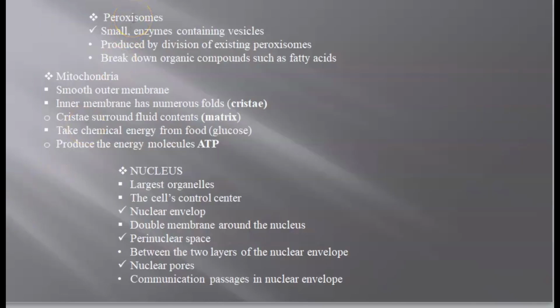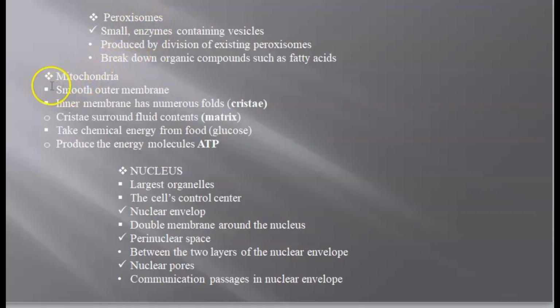We are moving to explain further on another organelle called peroxisomes. Peroxisomes are small enzyme-containing vesicles. They are produced by division of existing peroxisomes, meaning the existing peroxisomes divide to produce new peroxisomes. They break down organic compounds such as fatty acids. For heavy organic compounds to be broken down, it is through these organelles called peroxisomes.